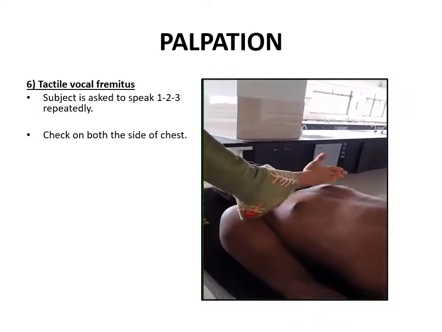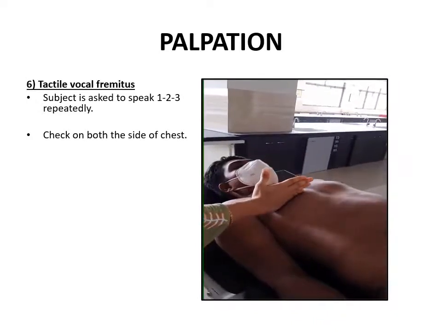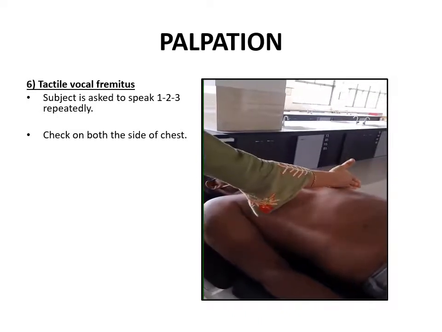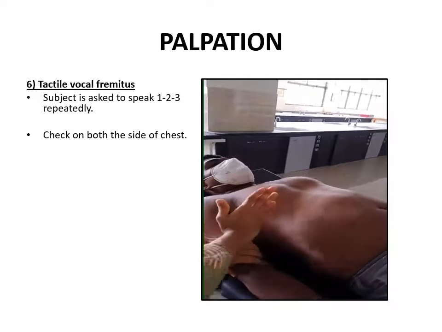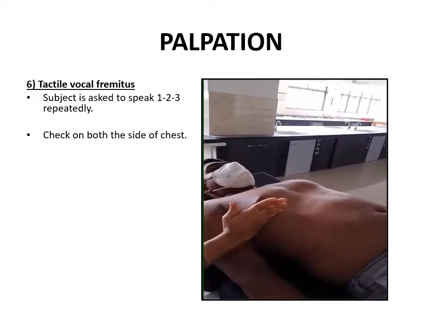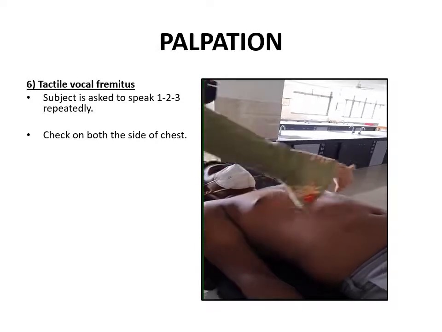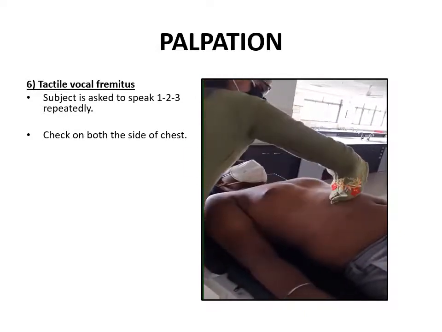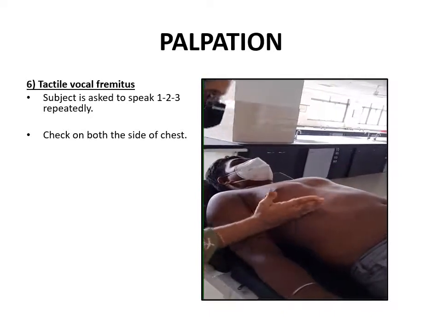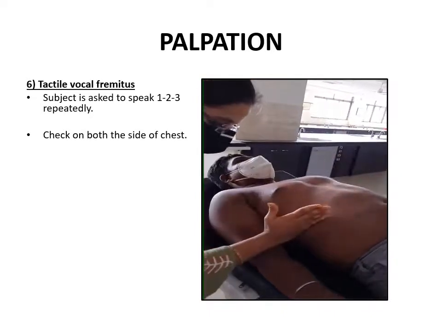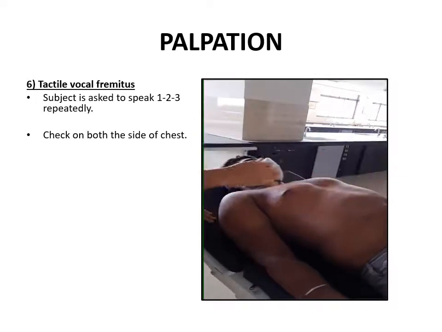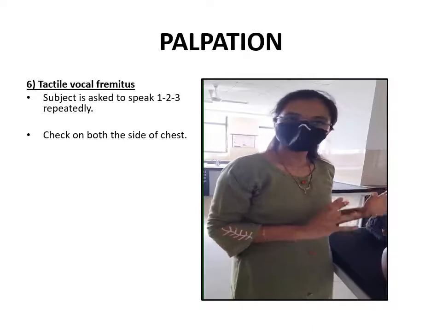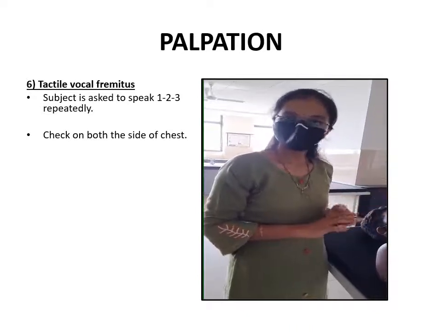1, 2, 3. Then on the axillary part, 1, 2, 3. Then here, 1, 2, 3. Then again here, 1, 2, 3. Okay. So I am feeling equally on both sides of the chest. Vibrations are felt equally on both sides of the chest.